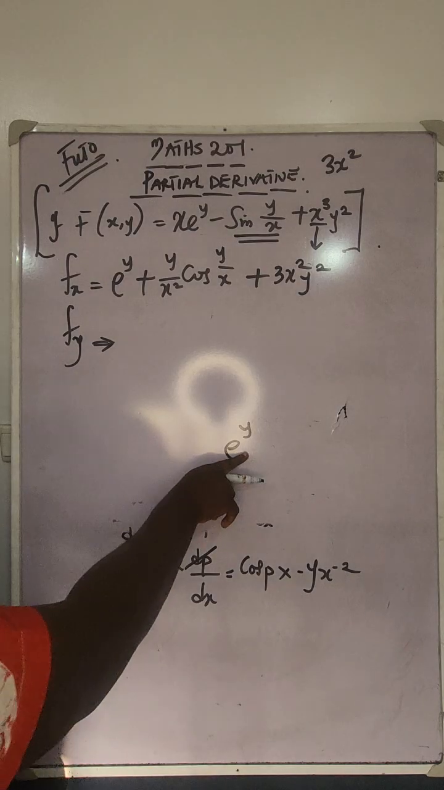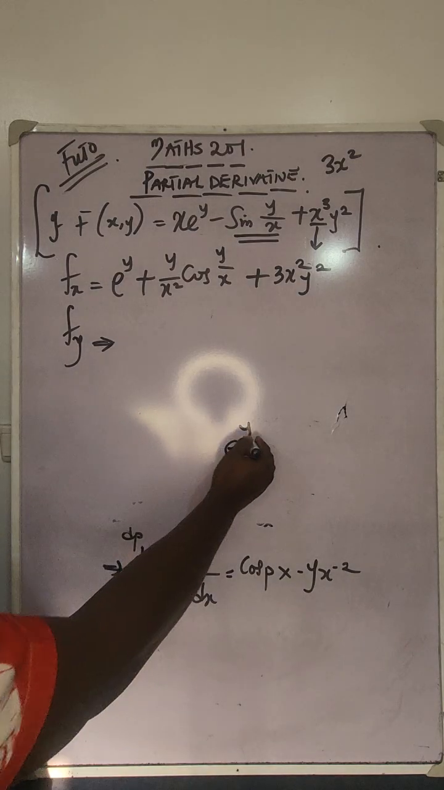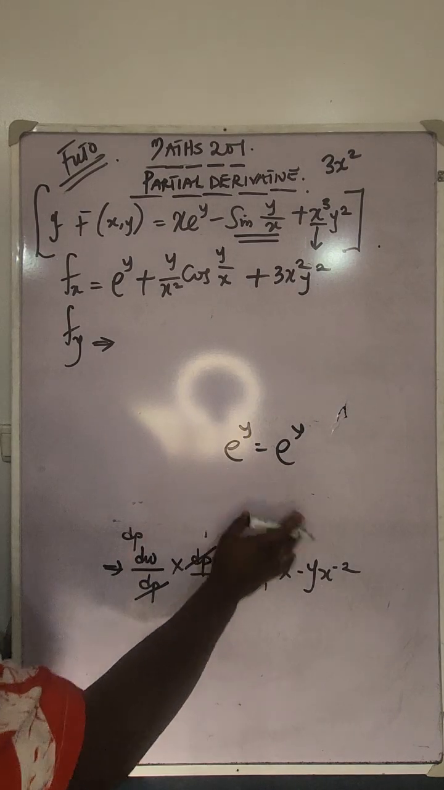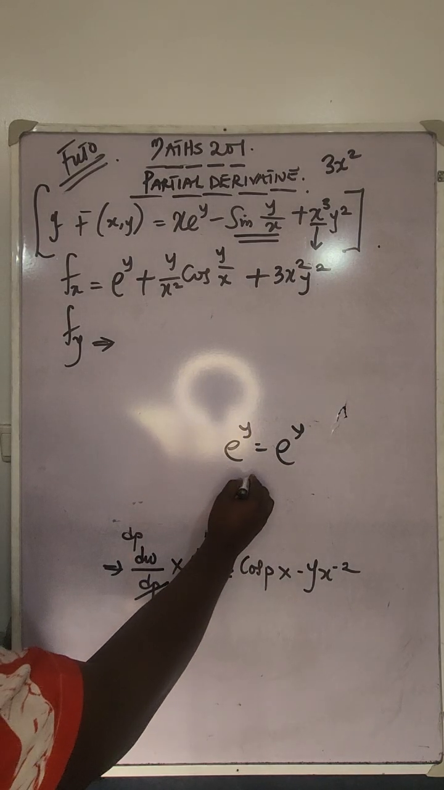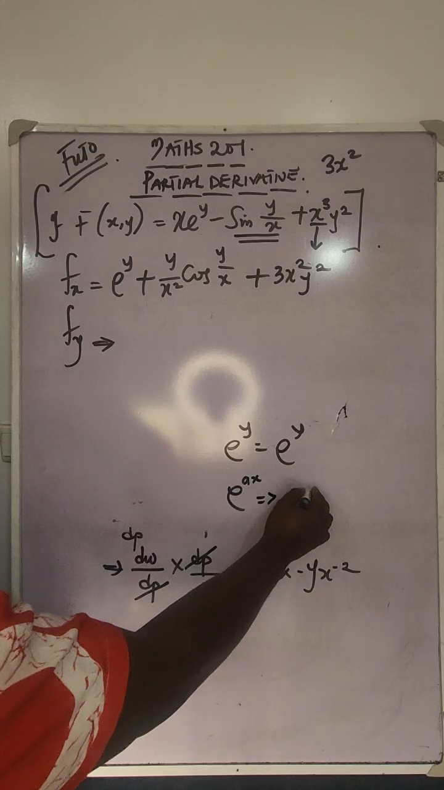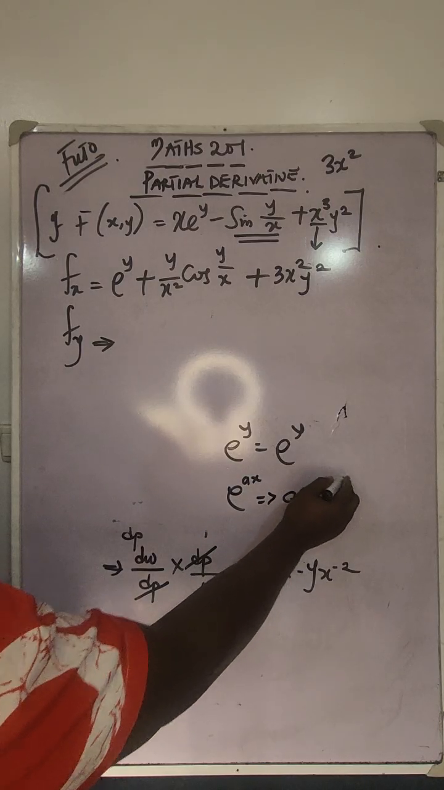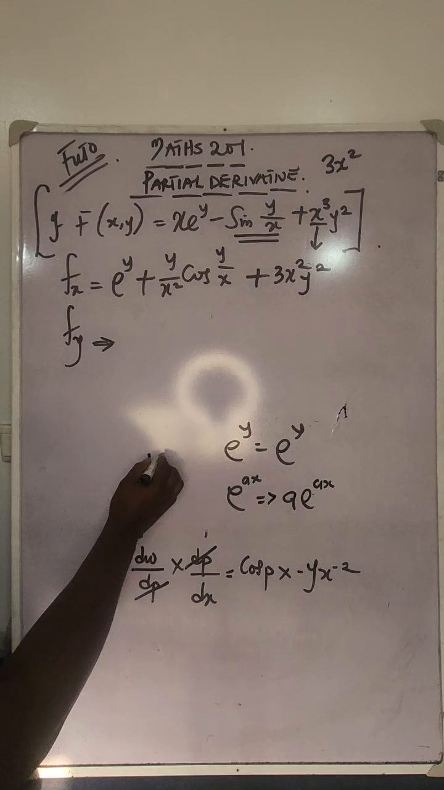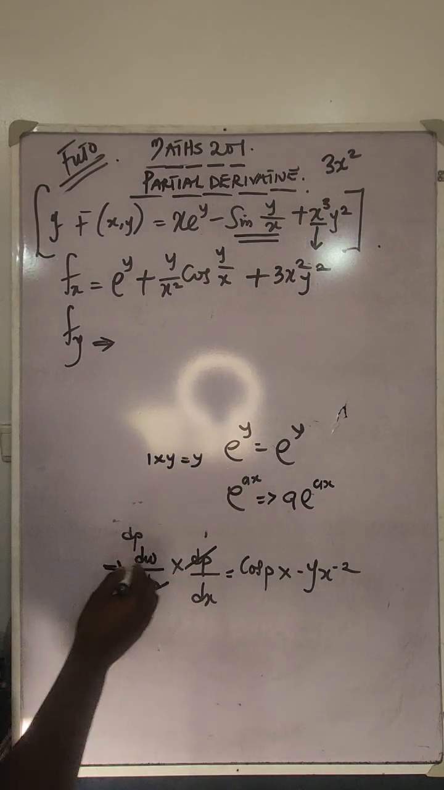When you differentiate e to the power of y, you're still going to have e to the power of y, because the law of differentiation says that when you have e to the power of ax, our answer is a e to the power of ax. And so this a here, in this case, represents 1, because 1 times y is y, right?